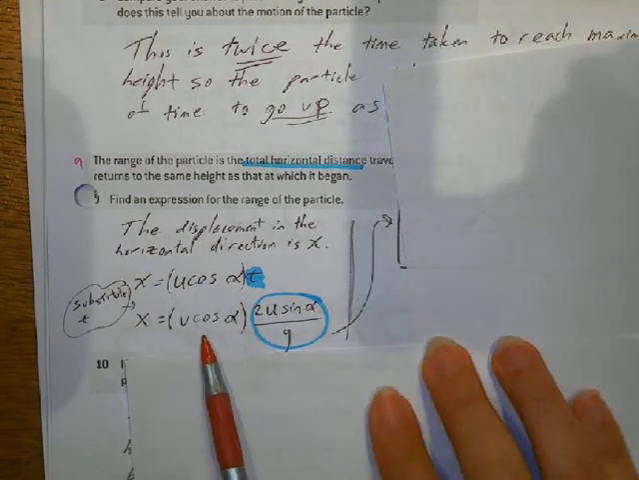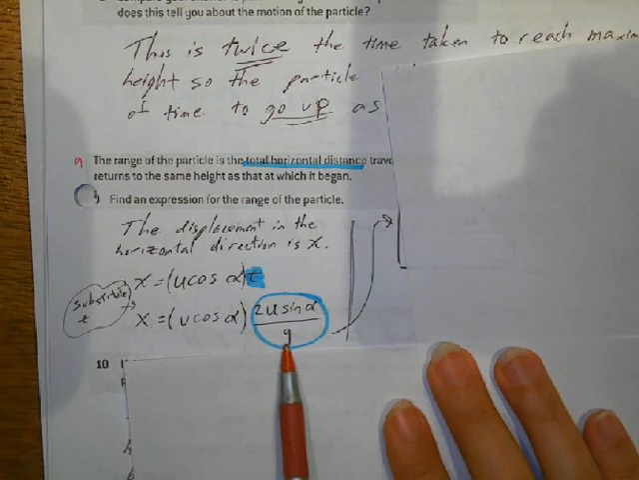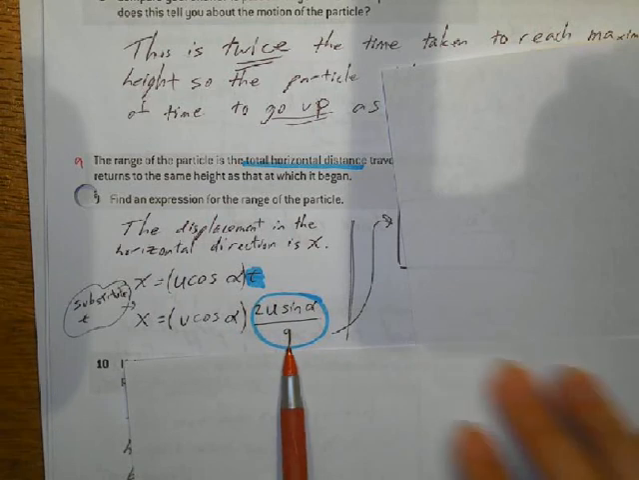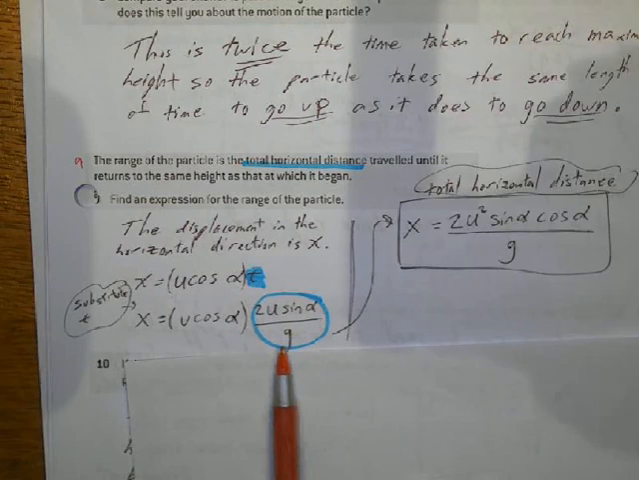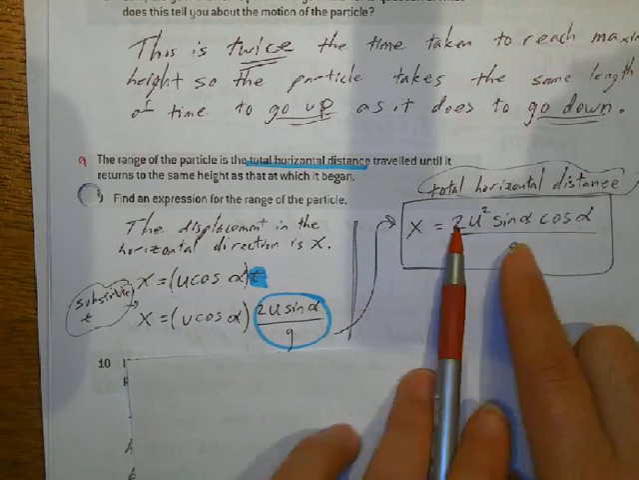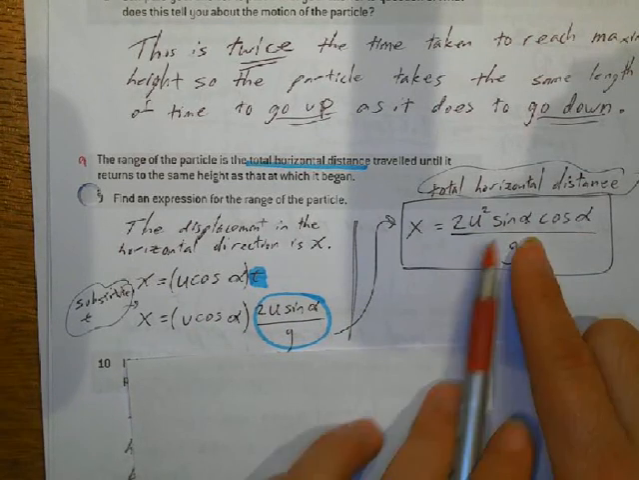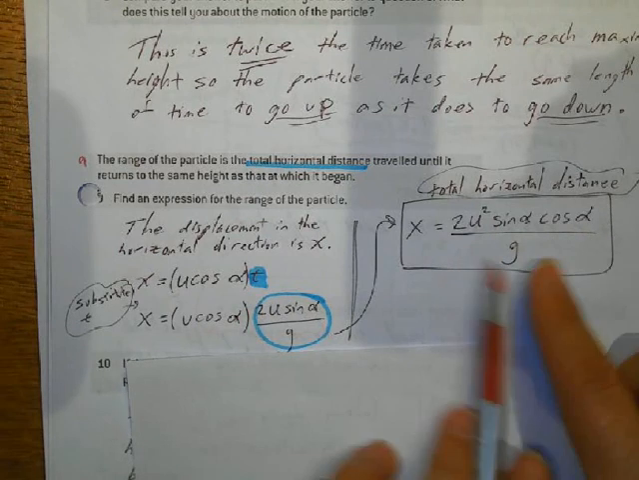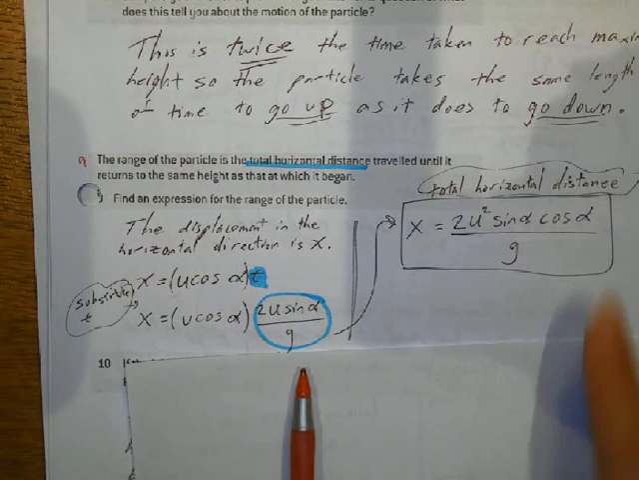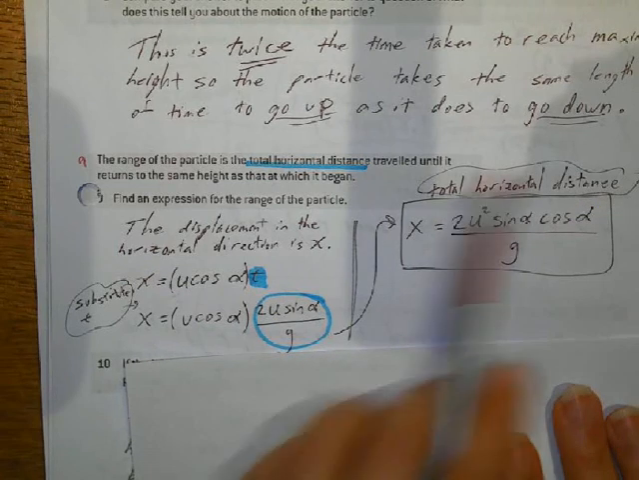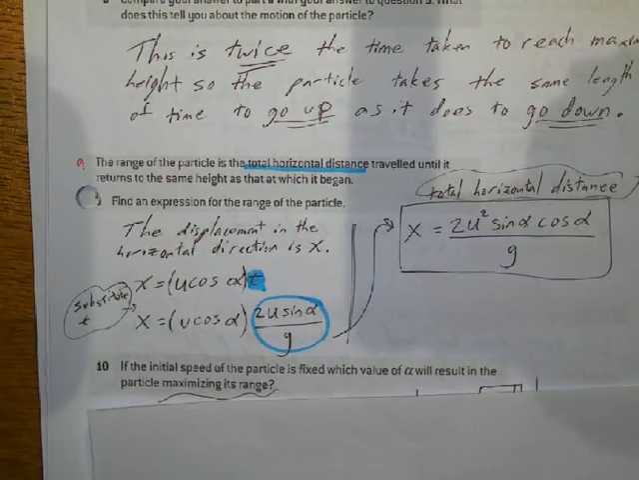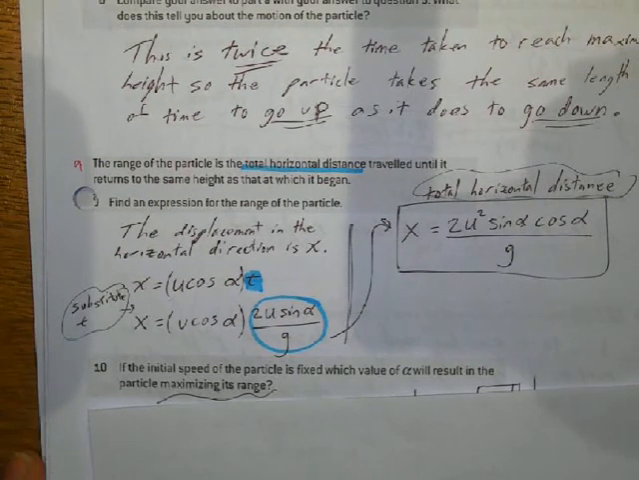And now I've replaced t with this, and we're trying to find an expression of the range for this particle. So now we've got this expression, and we can simplify it. I've got u and u, I've got u squared, I've got 2, I've got sine alpha, I've got cosine alpha, and I've got it all over g. So this is the total horizontal distance traveled. We're going to be using this formula as well. We're deriving all of these formulas, and we're going to be coming back to these pages to look at it.